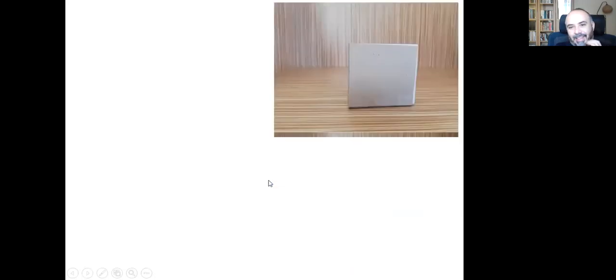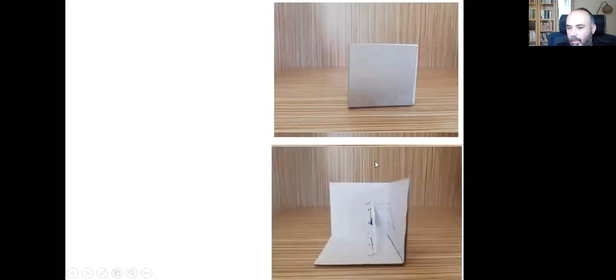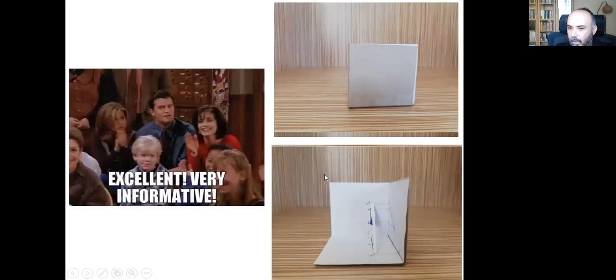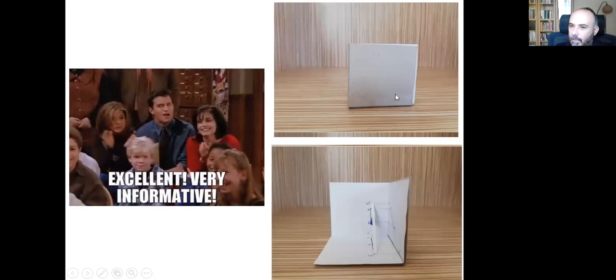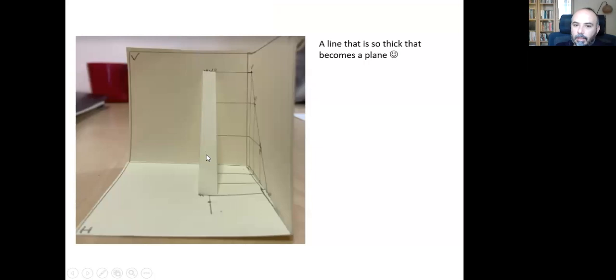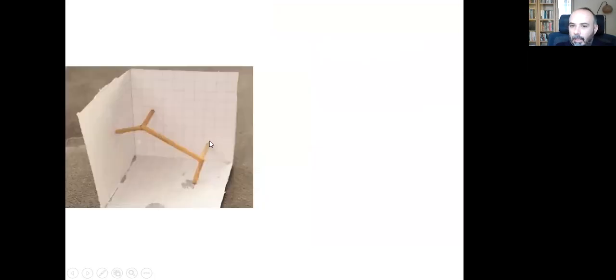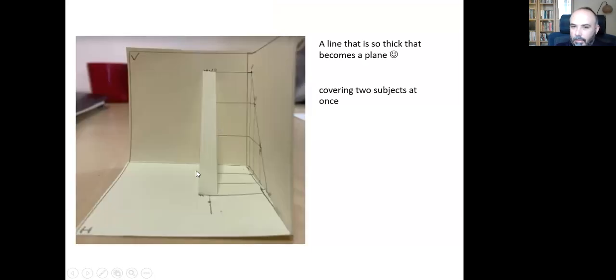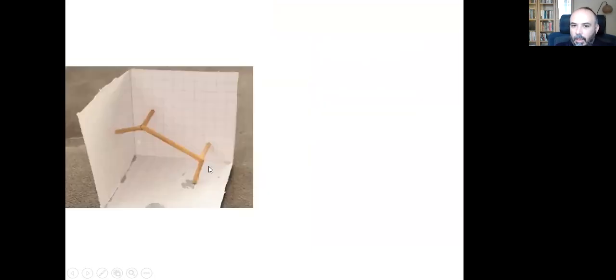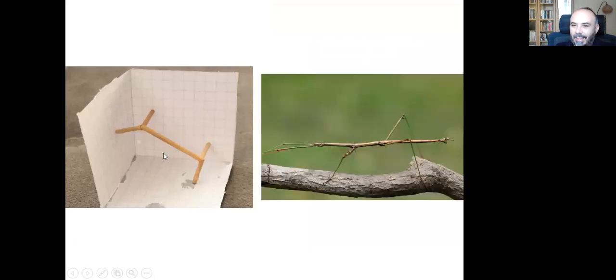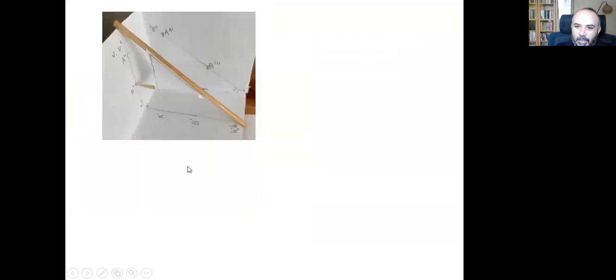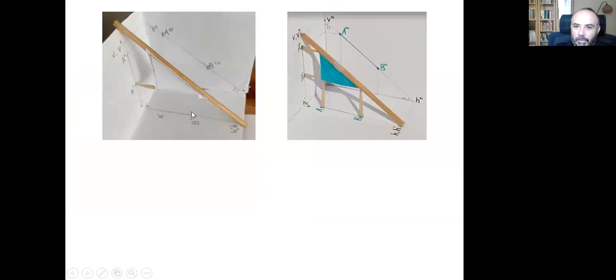Nice example. Again, please do not send pictures like this. I cannot understand your model. I need to see it. And this line, this should be a line, not a plane. It looks like it's so thick that it almost became a plane. This is not good. Again, it reminded me a bit. Lots of students made this mistake. We were dealing with a line, not a plane.